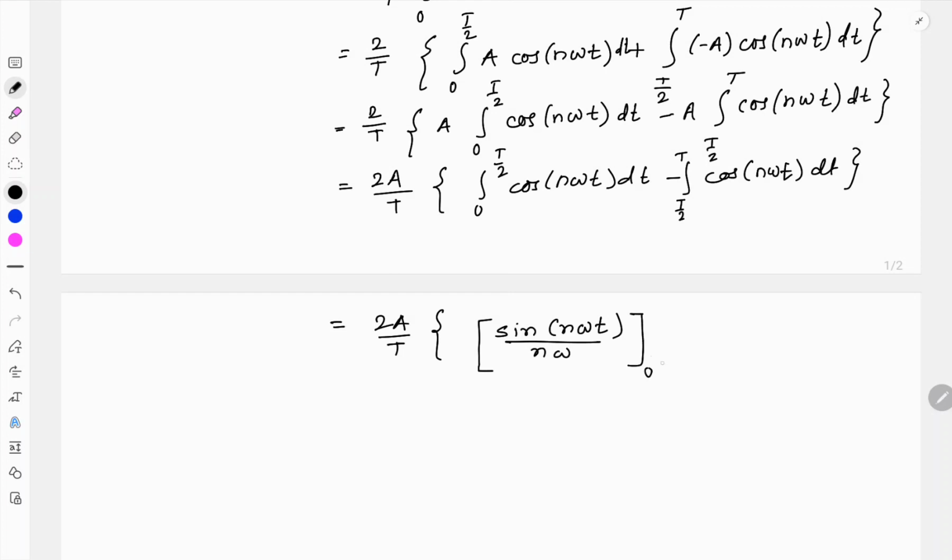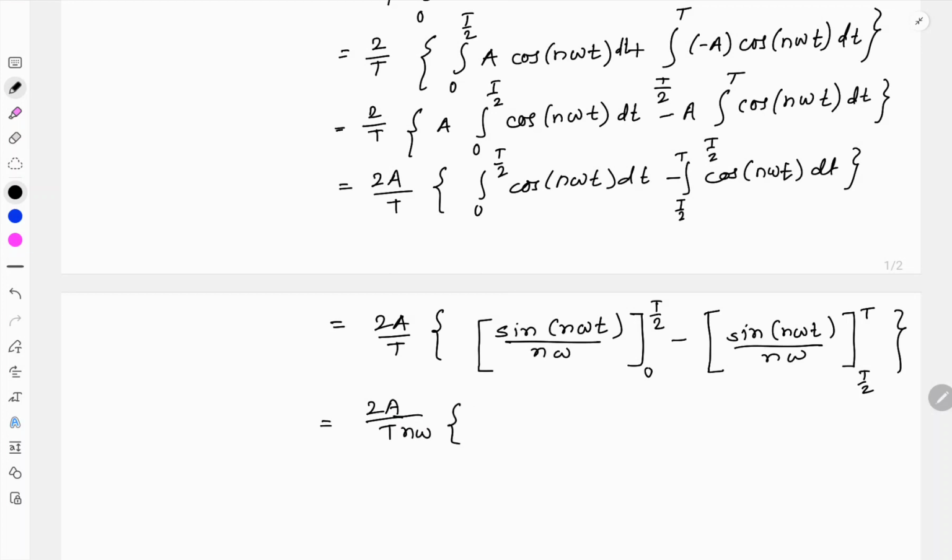With the limits 0 to T by 2, minus, so again for the second term it is cos, sin of n omega t upon n omega with the limits T by 2 to T. So let us simplify this now. So we have 2A upon T. In both the brackets we have n omega in the denominator, so let us take it out of the bracket so that we can simplify our equation.